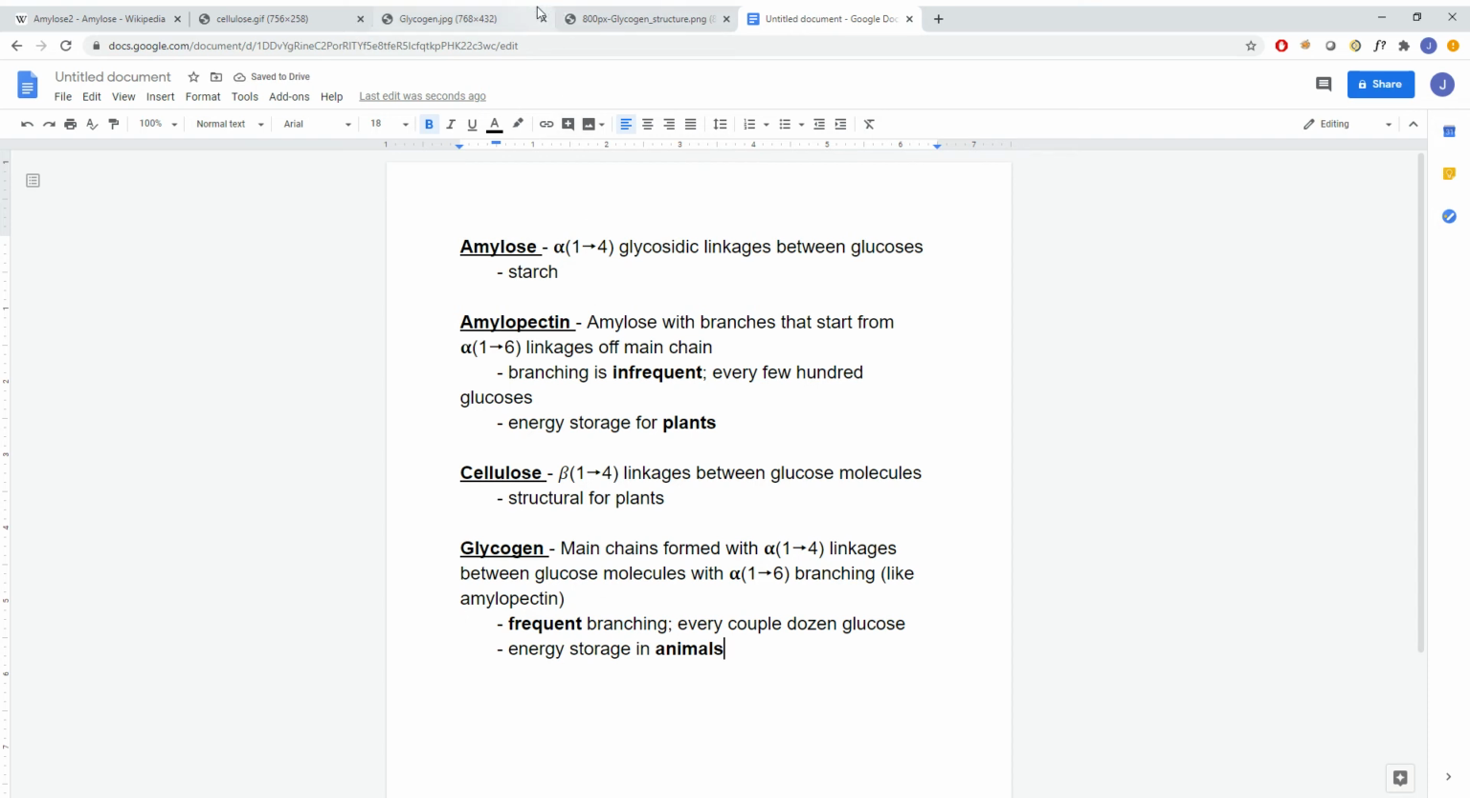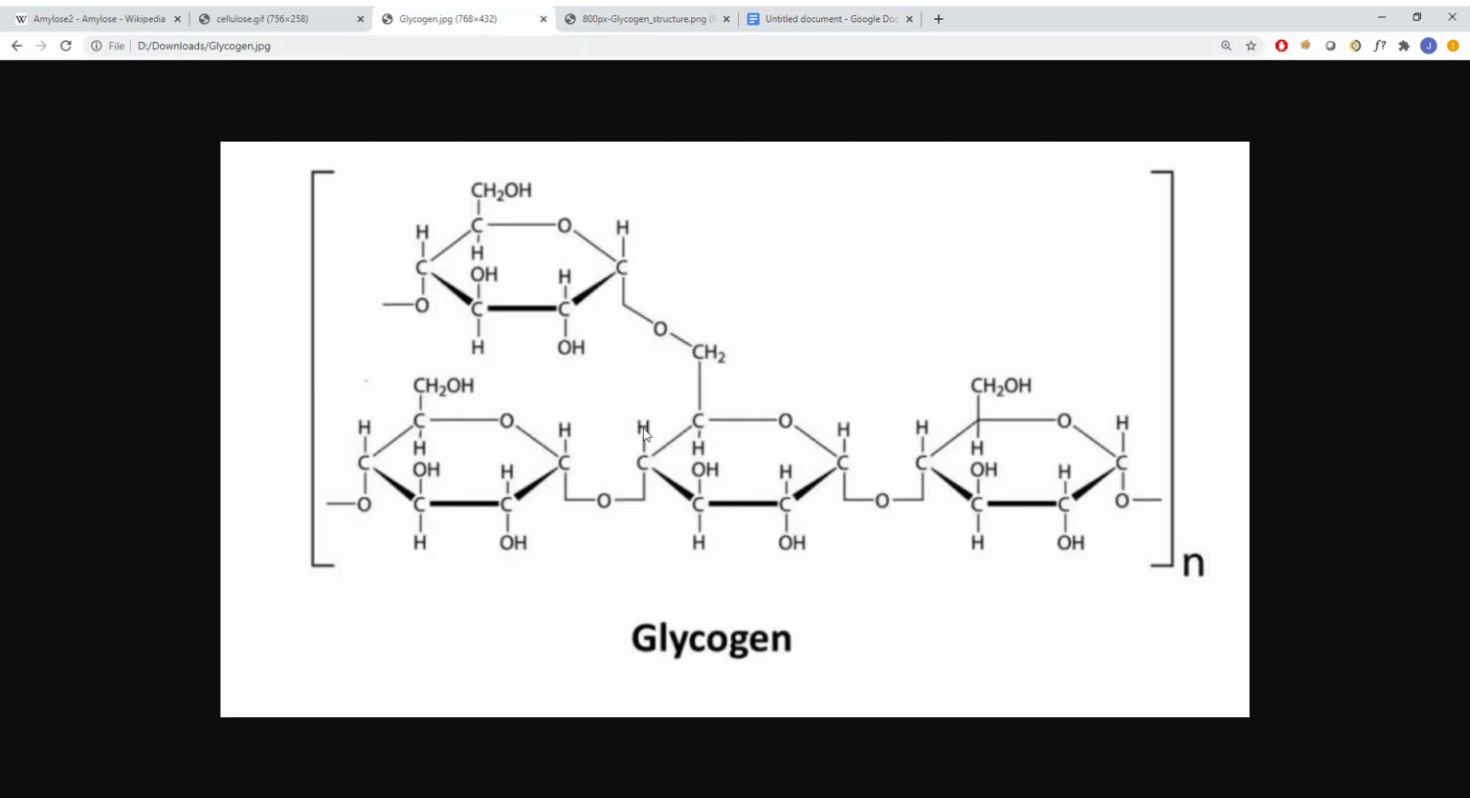So this is energy storage in animals. And what am I talking about with these linkages? Well, I've got my alpha 1,4s, and then I've got an alpha 1,6 linkage here. And then what happens is we just have more alpha 1,4 linkages. It just keeps going. And then it can branch again and keep going. You branch down here and keep going. So you get a lot of branches.